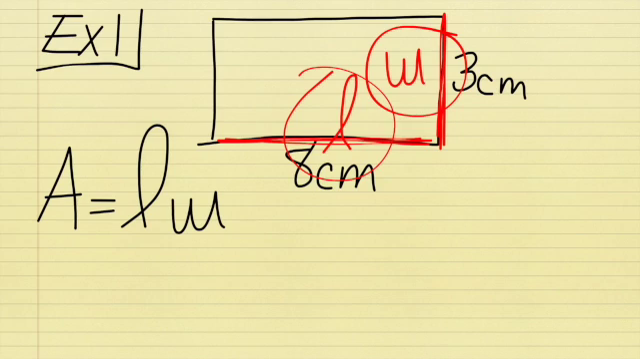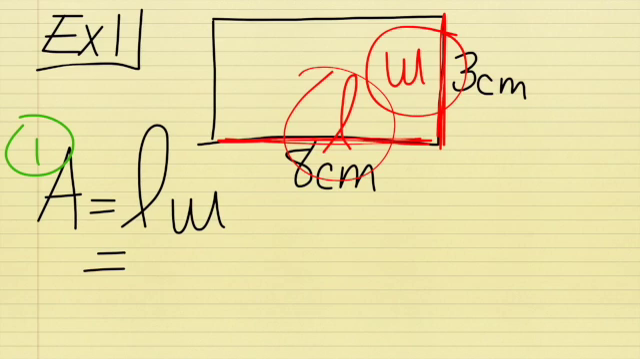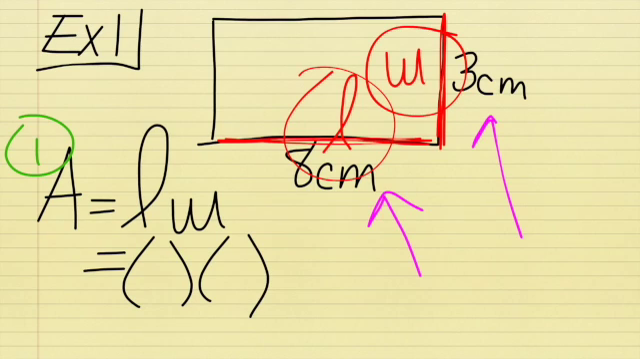So here's what you do. You first have to write the formula: A equals length times width. Then you drop down below, copy the equal sign, and here is where we plug in the dimensions. These things are called dimensions. The length, the width, the height, all that kind of stuff. Those are the dimensions.